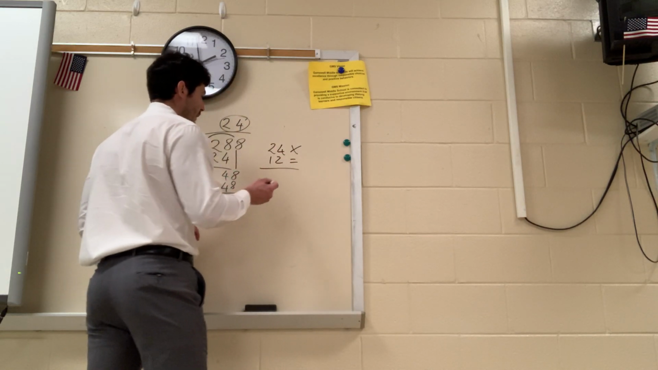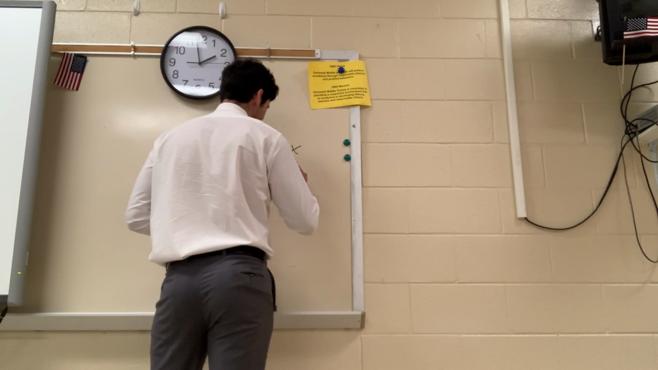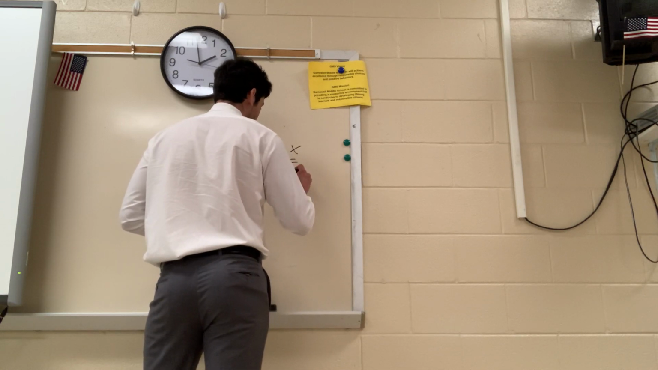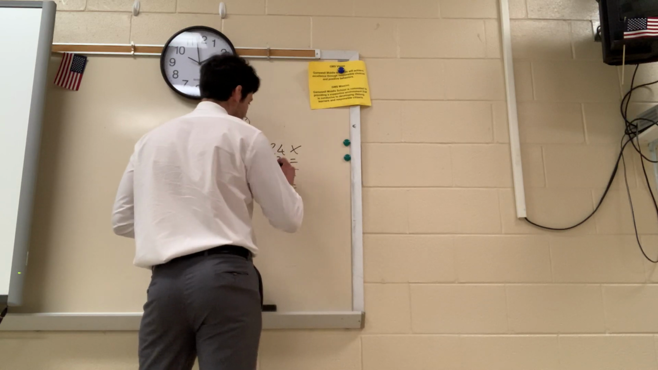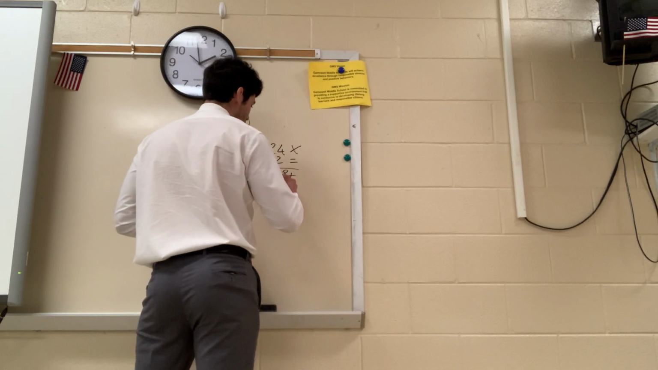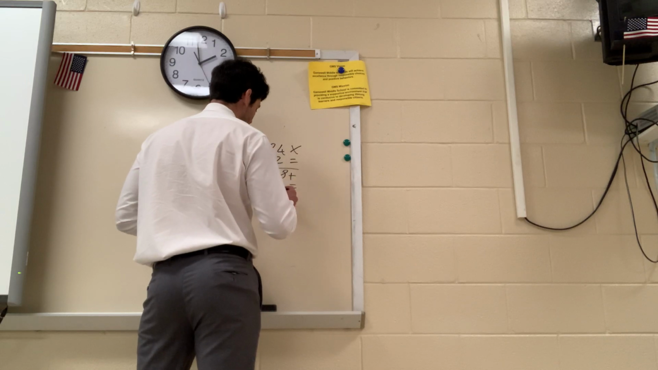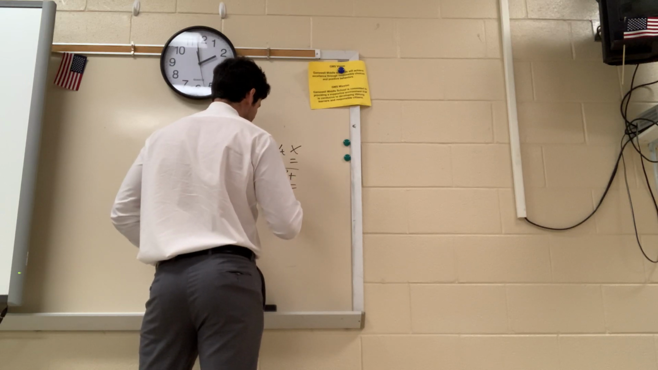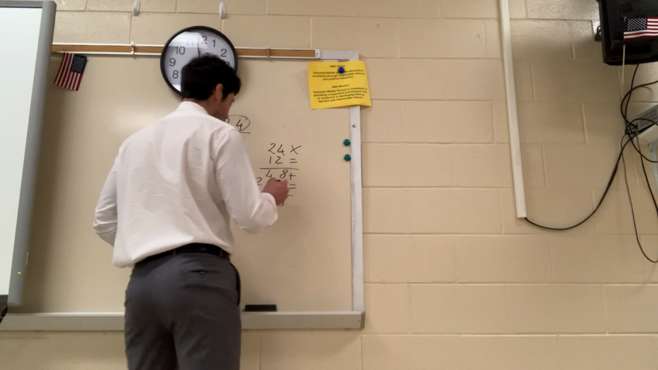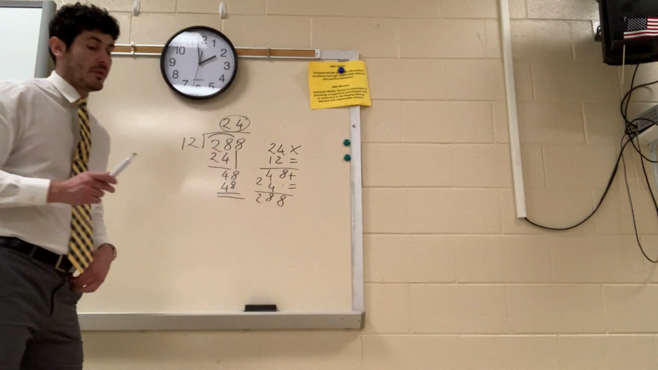24 times 12, 2 times 4, that's 8. 2 times 2 is 4. Put your placeholder down here. 1 times 4 is 4. 1 times 2 is 2. 8, 4 plus 4 is 8. And 288, that's our number, so we know that we're right.